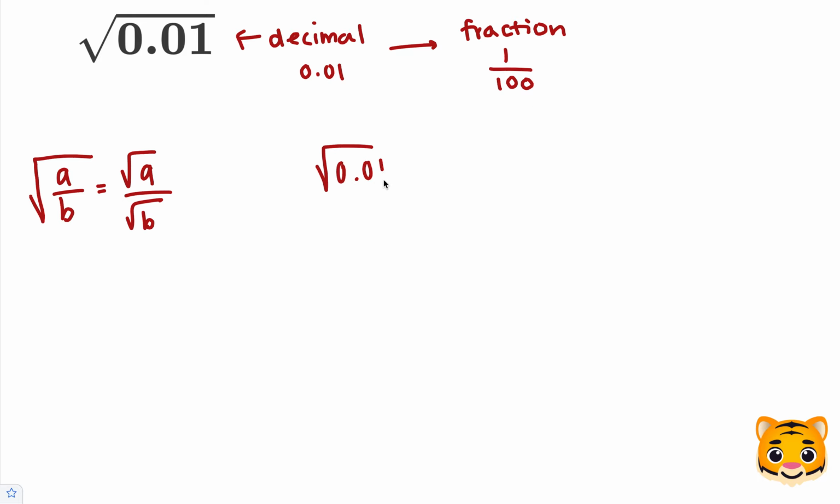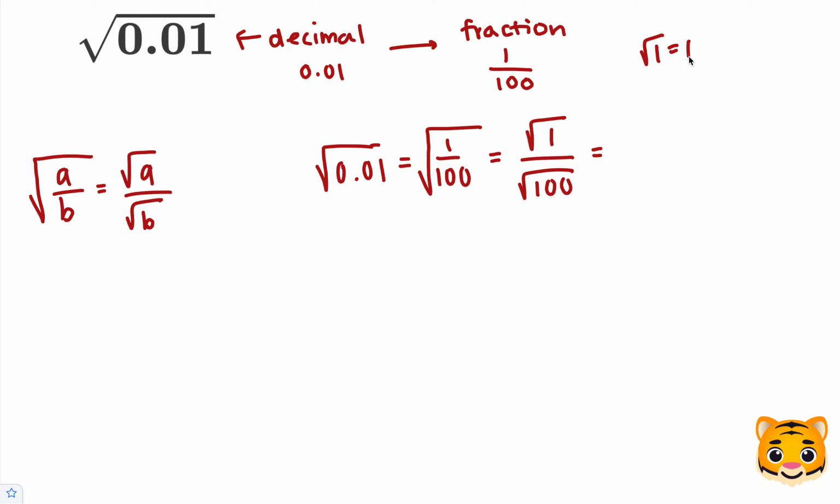So the square root of 0.01 is equal to the square root of 1 over 100, as the fraction here is equivalent to this decimal. Now we can rewrite this as the square root of 1 divided by the square root of 100. The square root of 1 is just equal to 1, as 1 squared, or 1 times 1, is 1. The square root of 100 is equal to 10, because 10 squared, or 10 times 10, is 100.